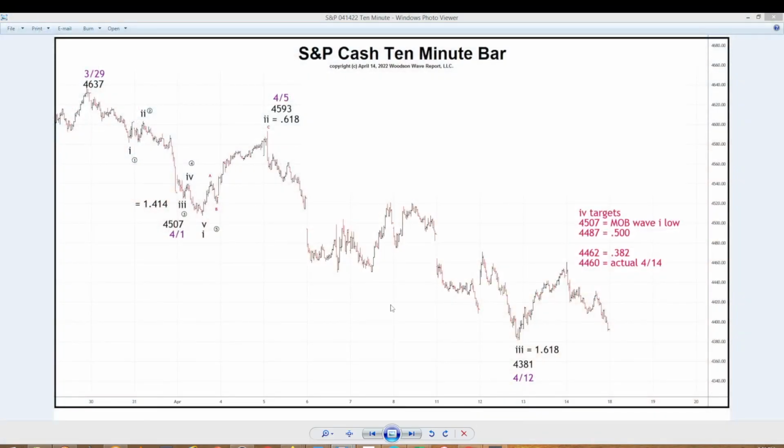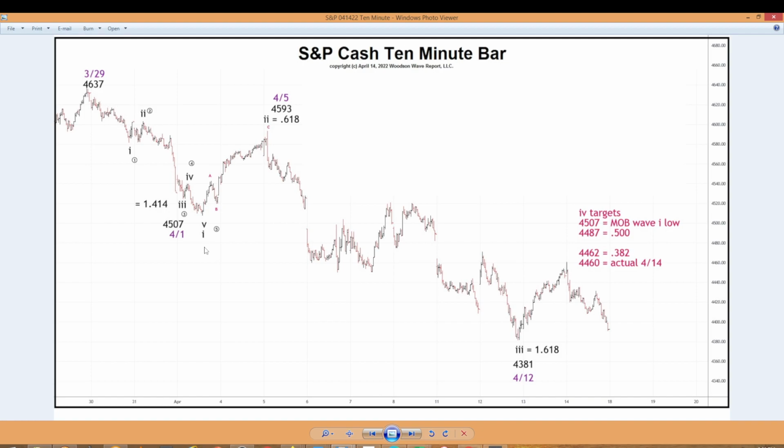And do I have a pic of that? E-mini, hourly. Yeah, I do. There it is, the 10-minute there. You can see the dates in purple. 1 down, 2 up, 3 down. There's your 4 targets, okay?